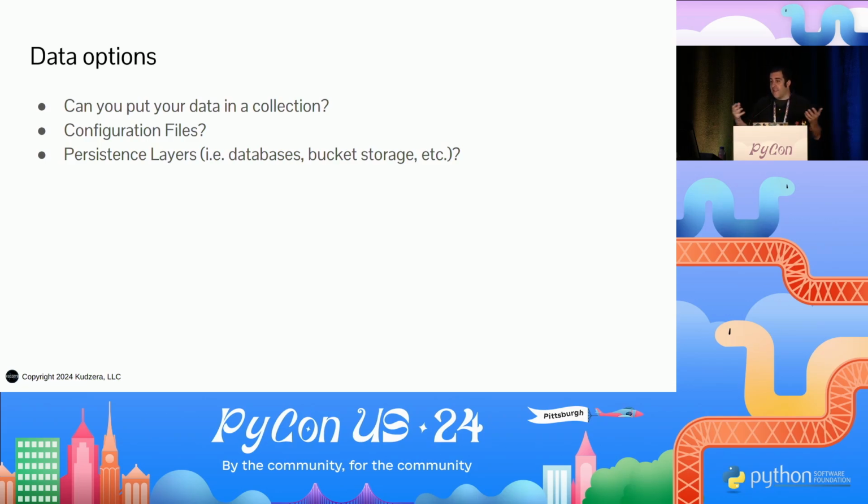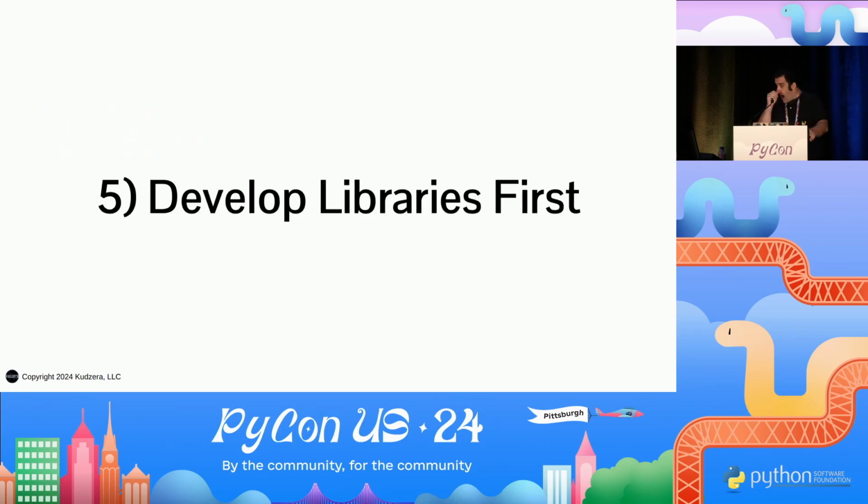Persistence layers are also huge. If you have databases or bucket storage, these are places where you can store data. The more you can put in declarative data formats, the better off you're going to be. I also want you to consider developing libraries first.